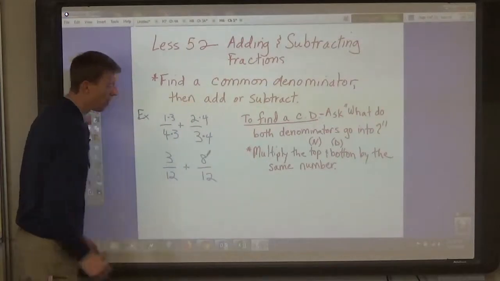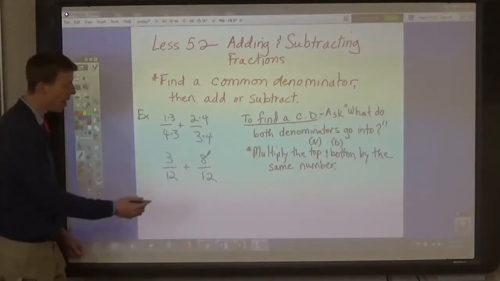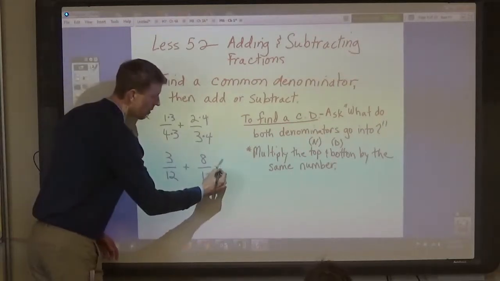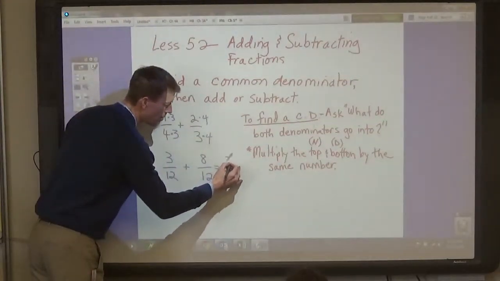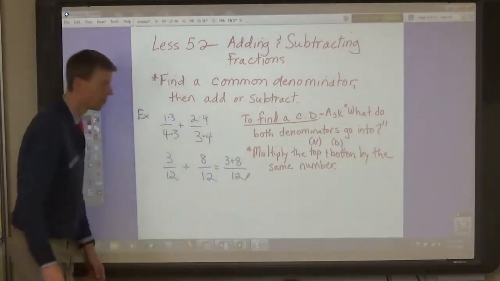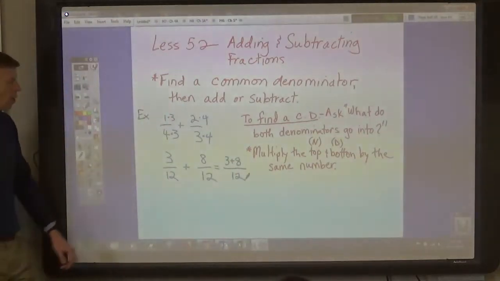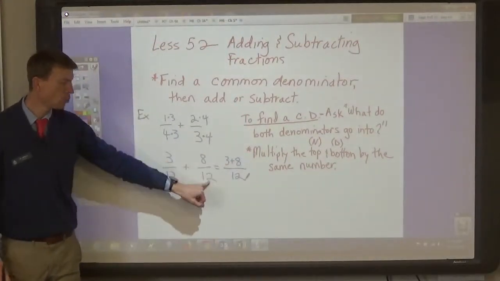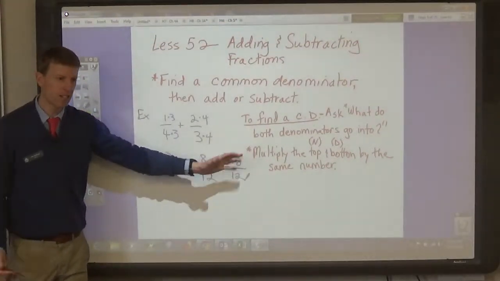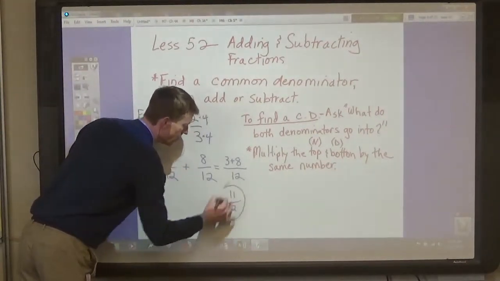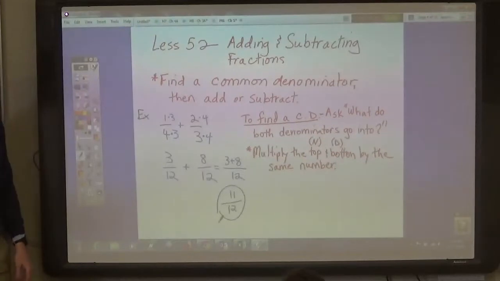That equals 8/12. Now, once you have a common denominator, then you can think of this as 3/12 plus 8/12. Or 3 plus 8, 3/12 and 8/12 is 11/12. So that's our answer. 3/12 and 8/12 is 11/12.